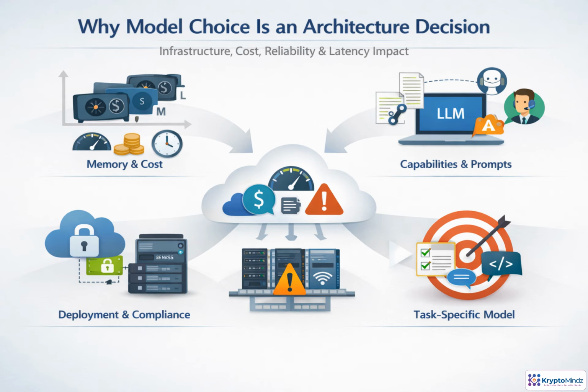Choosing a model means choosing part of your system architecture. A larger model may improve quality, but it also changes GPU memory needs, batching strategy, latency, and cost per request. A weaker model may seem cheaper until you need longer prompts, more tool calls, retries, or human review to make it reliable. Licensing and deployment rules matter too, especially when customers require data residency, private hosting, or auditability. The best model is the one that fits the task, the risk level, and the operating constraints of the product.